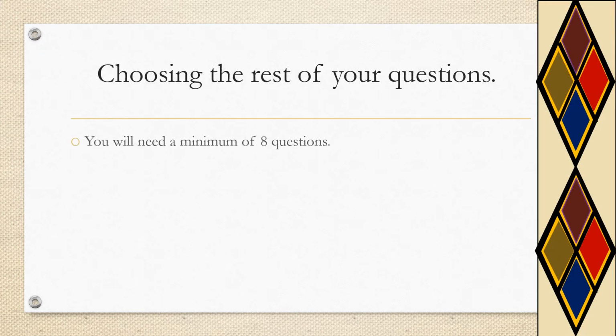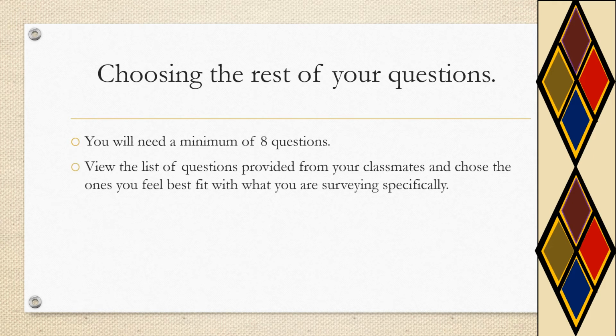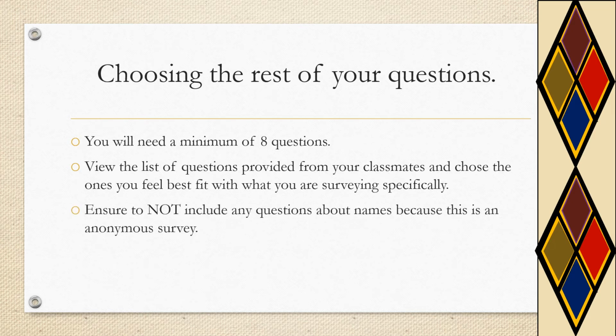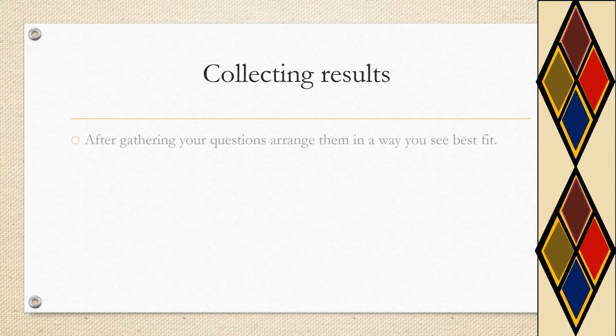Choosing the rest of your questions. You will need a minimum of 8 questions. View the list of questions provided from your classmates and choose the ones you feel best fit with what you are surveying specifically. Ensure to not include any questions about names because this is an anonymous survey. After gathering your questions, arrange them in a way you see best fit.